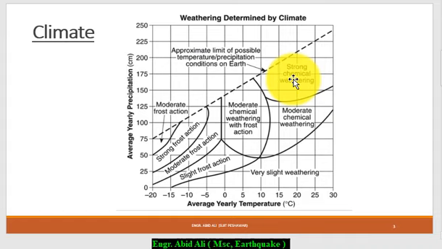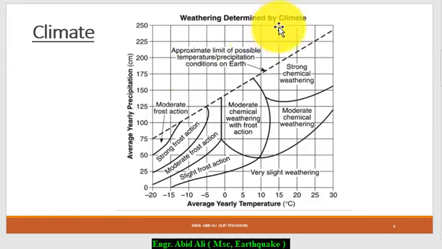And on the other hand, if we go to the left side, where it's colder, at lower temperature, this is where we are going to start to see frost action happening, because we have a lot of change in temperature. It's cold enough to get ice and there is enough water to have the ice forming and melting and forming and melting day after day.